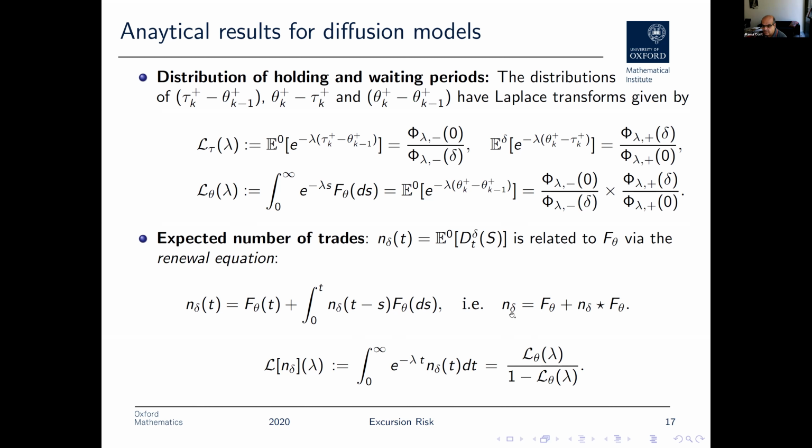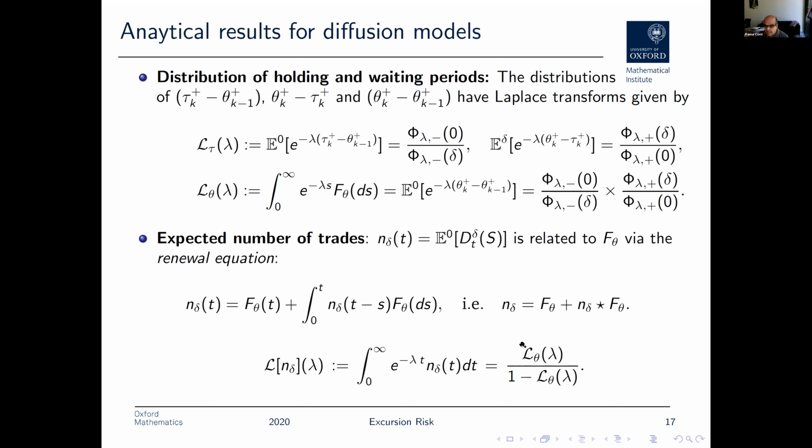So you get that the Laplace transform of n delta is the Laplace transform of f theta divided by 1 minus the Laplace transform. So you get this simple equation, which tells that if I know L theta, which is on the line above, I also know the Laplace transform of the number of trades, because it is just a simple algebraic transformation.